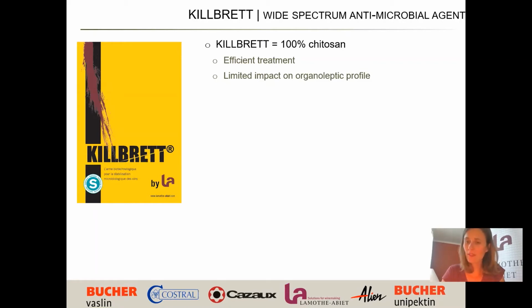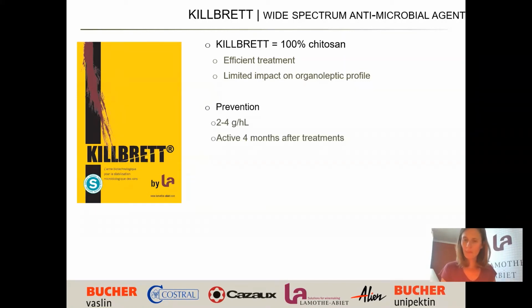I highly recommend using it as a preventive, just after malolactic, even if you don't think you have any microbial contamination. At a very low dosage, we are talking about 2 to 4 grams per hectoliter. You put it there, it's going to eliminate whatever is alive in your wine, and it's going to go down. And that's all you have to do. You don't have to rack in this situation. It's going to stay active for a good 4 months.